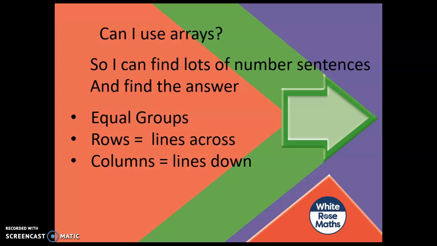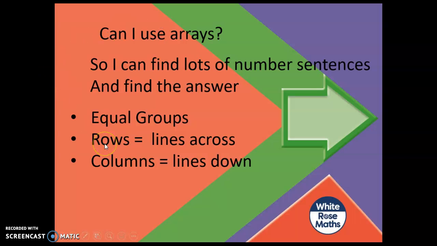Things we need to remember, we need to think about equal groups. So when we are using these arrays, we need to put these counters, for example, into equal groups. They have to be the same. We can't have ones on their own because that means that those groups are not equal.